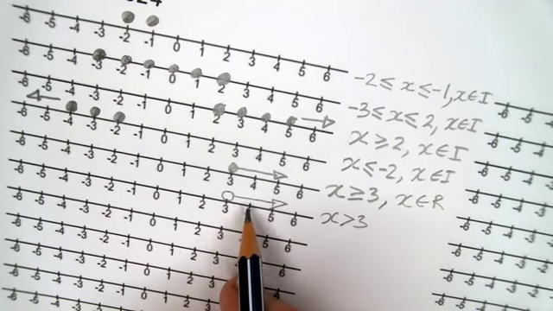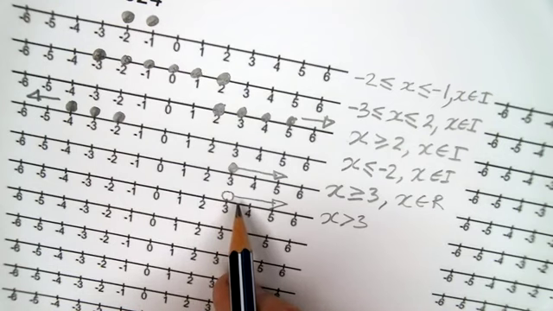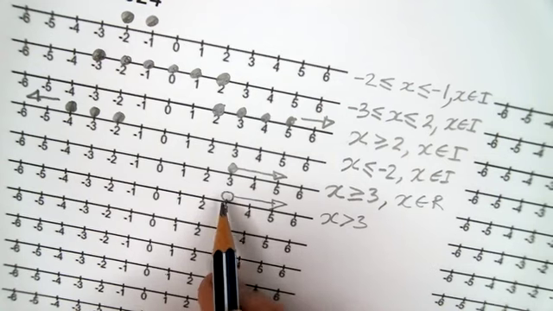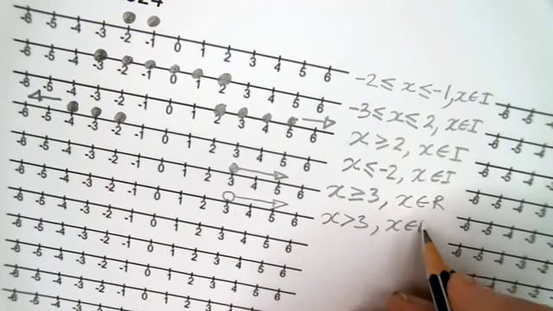It gets down as far as 3.00001, 3.0000002, 3, and so on. Yeah, you get the idea. And of course, x is going to be a real number.